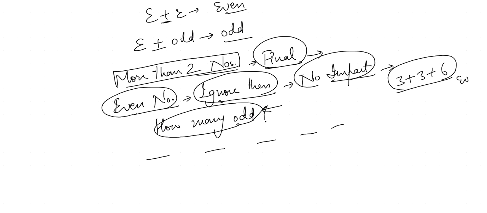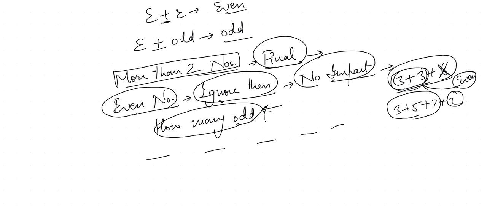Even if you ignore this one even number, the final outcome still would be decided by these two odd numbers. Or let's say we have 3 plus 5 plus 7 plus 2. Whether you count this 2 or not, it doesn't matter. Only the odd sum will decide whether the final sum is odd or even. This is the point I'm trying to make. The even number doesn't matter, we can choose to ignore it.